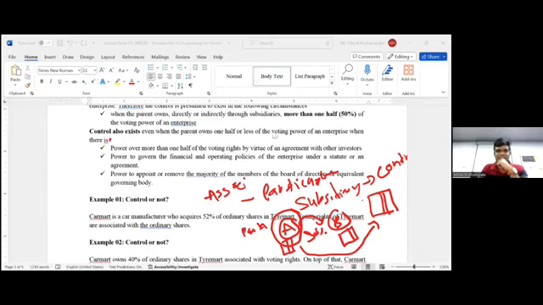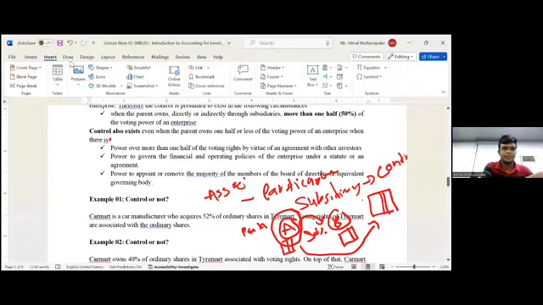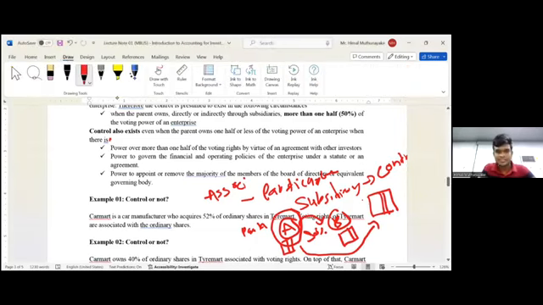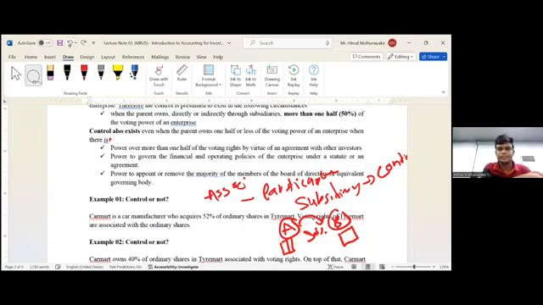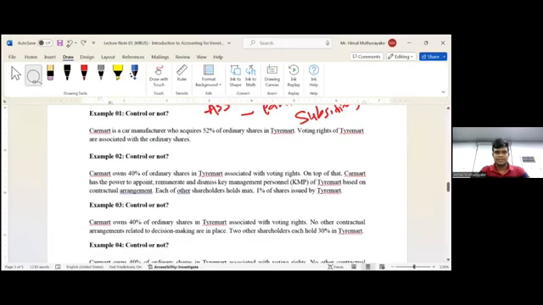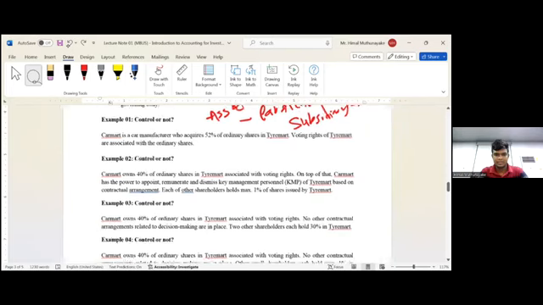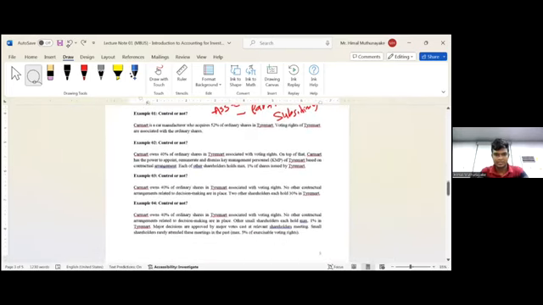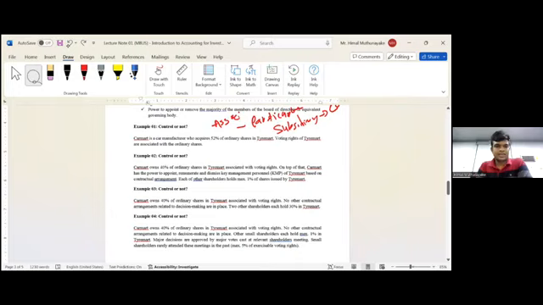Right? Let's see. So there are a few questions for you. I will erase this first, then move on to the questions. There are a few examples. There are 4 examples.